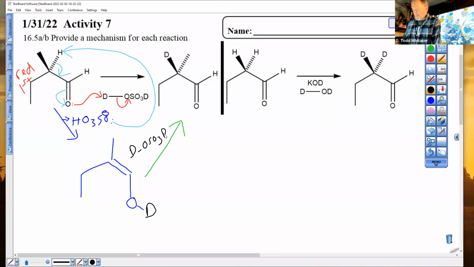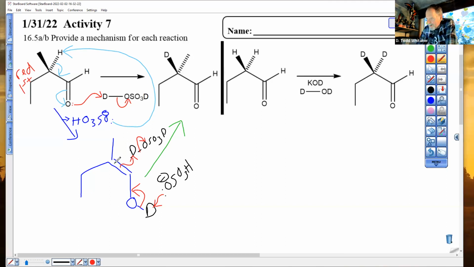And its conjugate base. And the conjugate base, we'll grab that D. Sigma becomes pi. And 50% of the time, it'll pick up a deuterium from in front of the molecule. Because this is flat, it'll either get it from the front or the back.